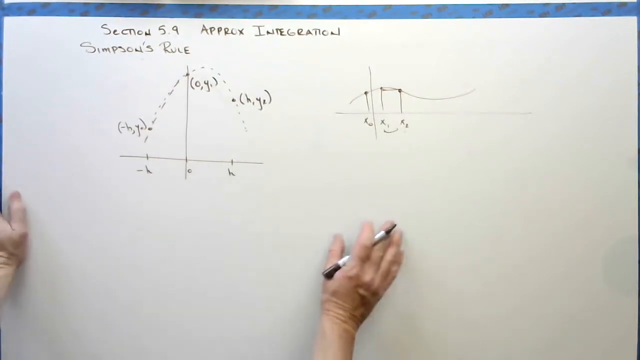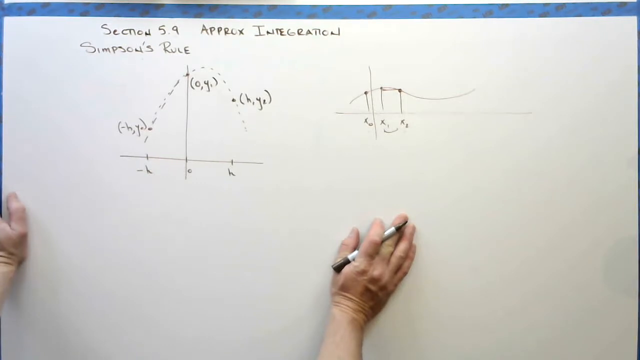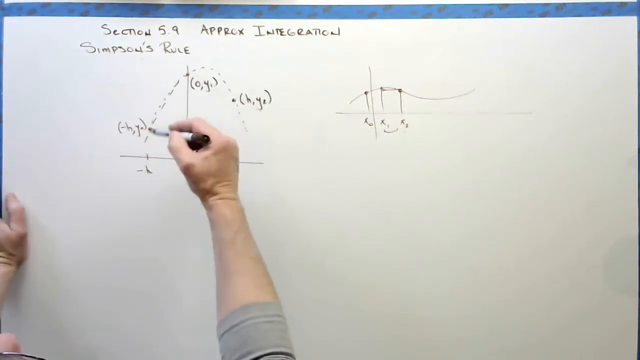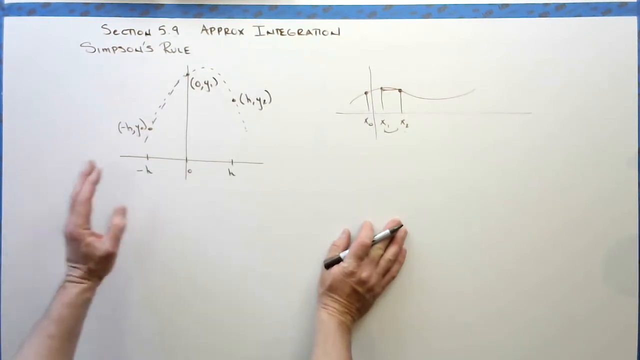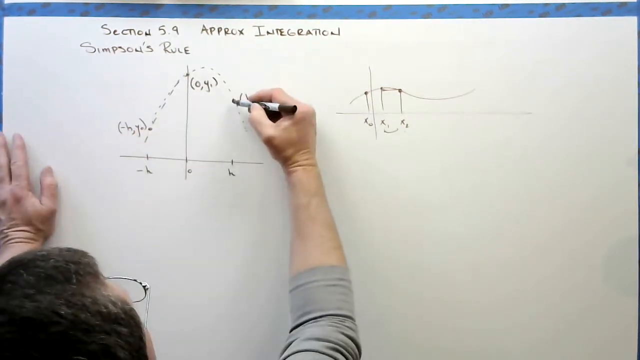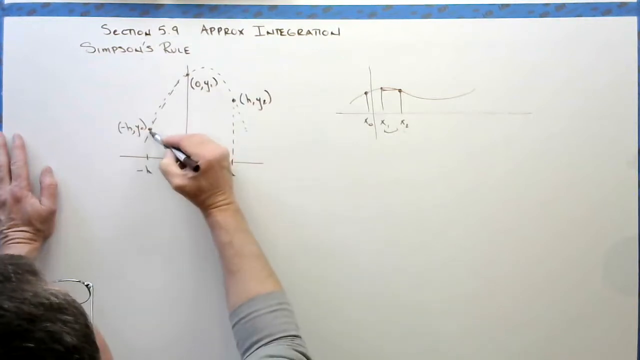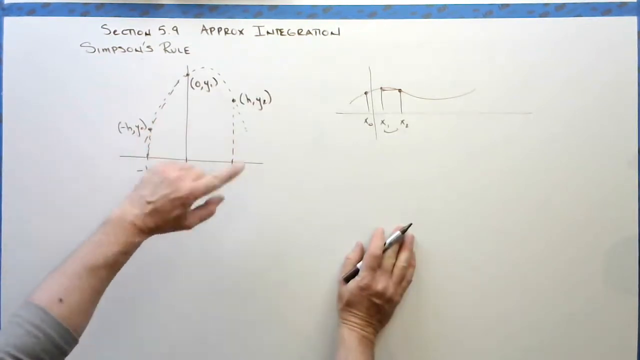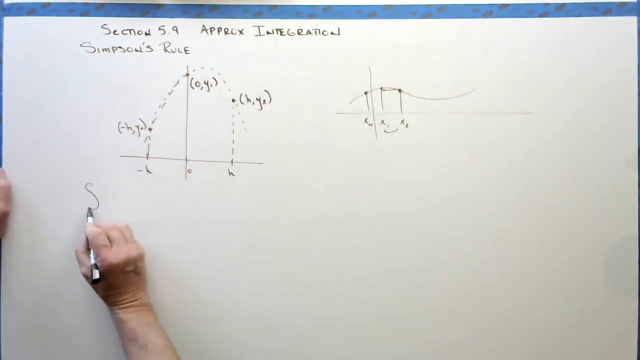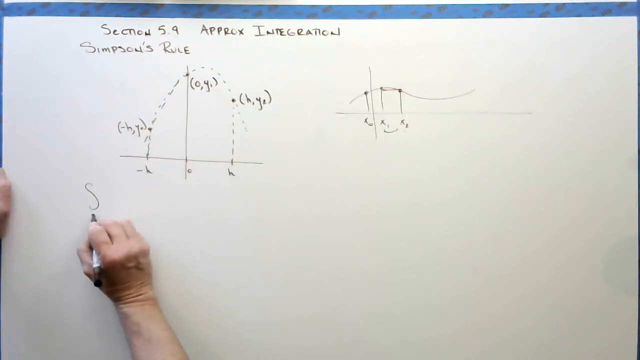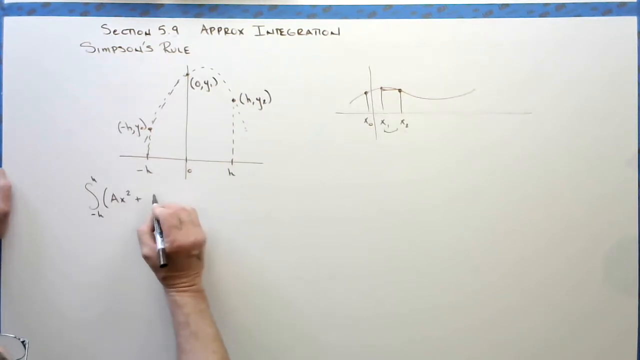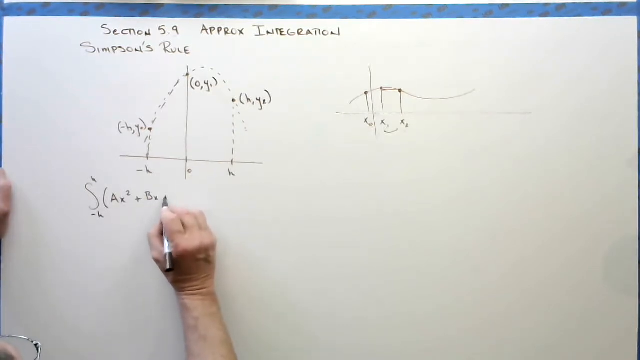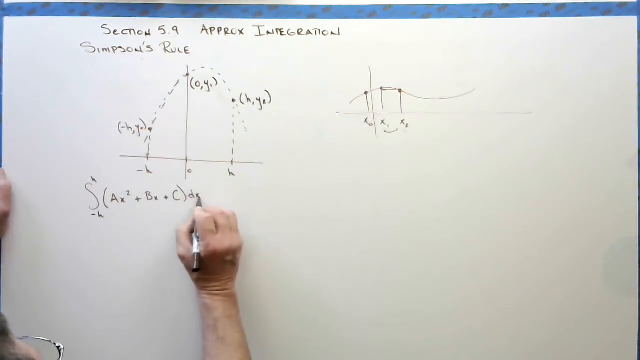So what do we know about parabolas? Well, we know if we want to find the area under this parabola, right? Because that's what we're looking for. That's our approximation. Our approximation now, instead of being a rectangle, is going to be the area under this parabola. That's going to be the integral from negative h to h of whatever this parabola is. And that parabola in general is ax squared plus bx plus c dx.